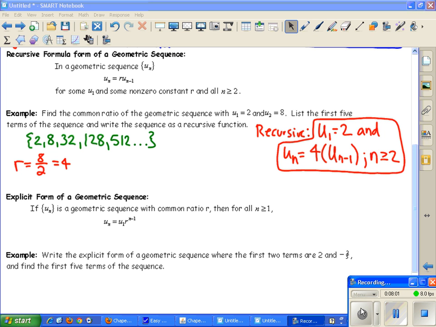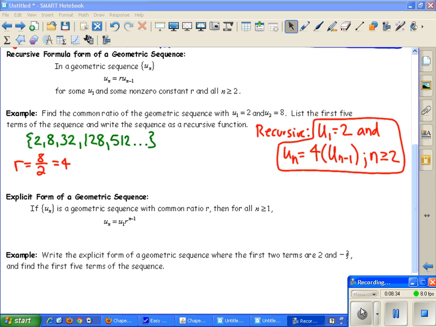So the next thing that we're going to talk about now is how to find the explicit form of a geometric sequence. The explicit form for a geometric sequence, remember, means that you can just plug in whatever the term number is, and then you should be able to easily find what that term is equal to in the sequence that you have. Whereas with recursive, you have to know the previous term in order to find the next term that you're looking for.